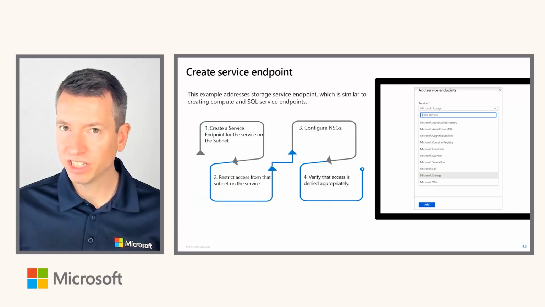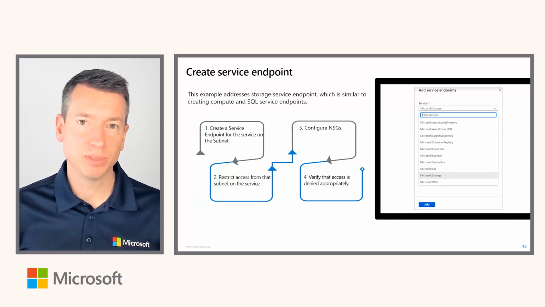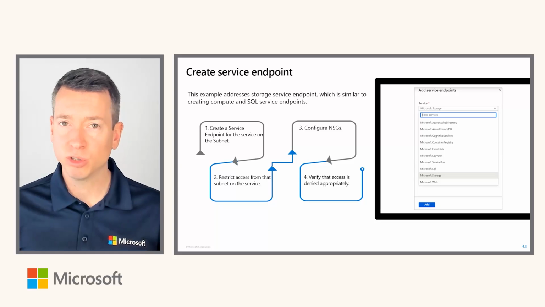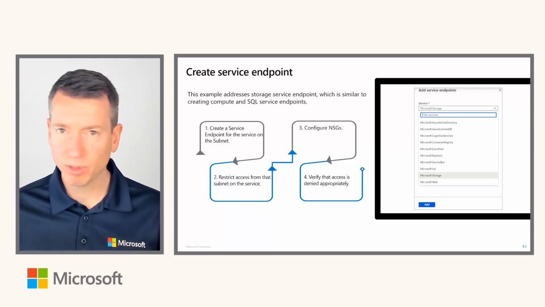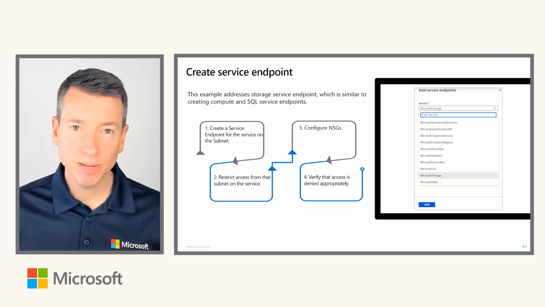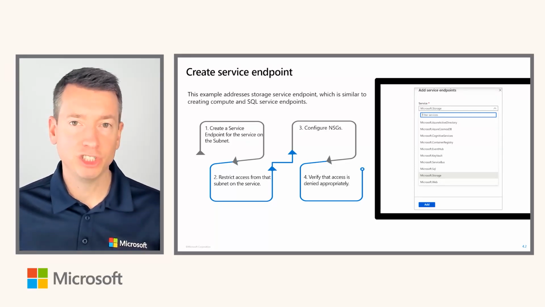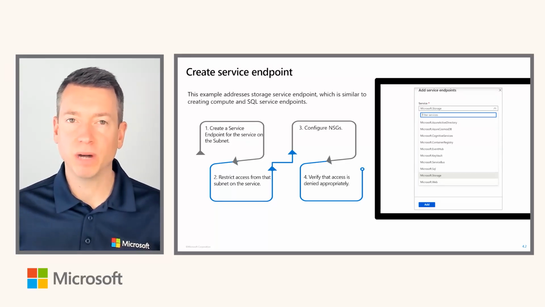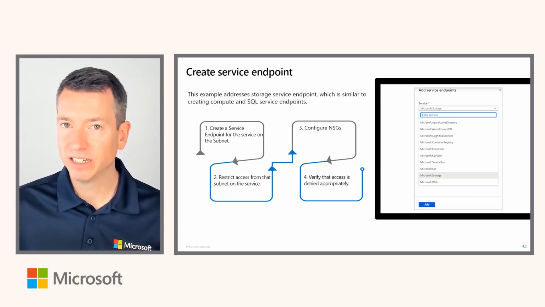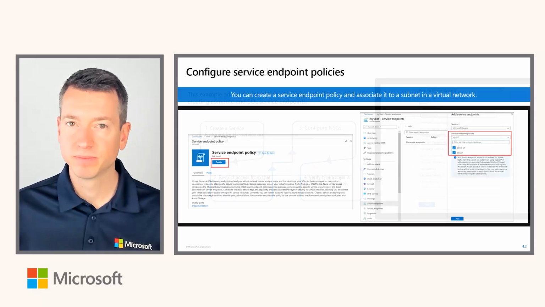You can create service endpoints with the 4 key steps illustrated on the screen. This example addresses storage service endpoints, which is similar to creating compute and SQL service endpoints. By enabling service endpoints, you have changed the default behavior of PaaS services by blocking all access unless it comes from a specified subnet.